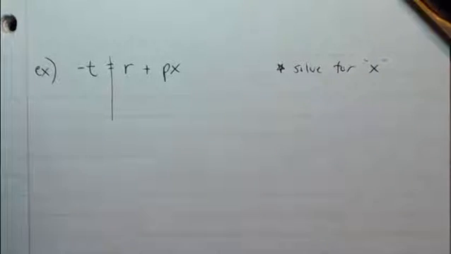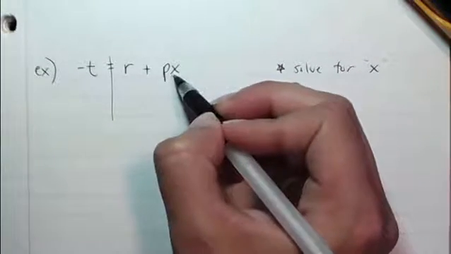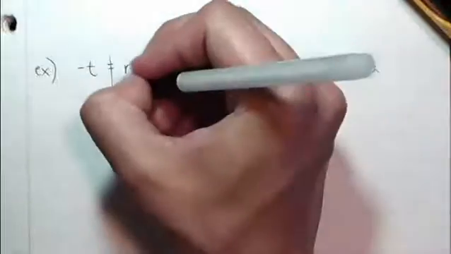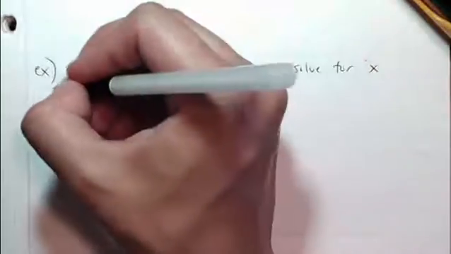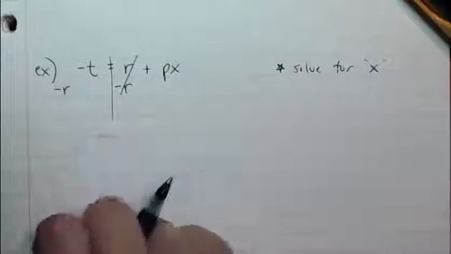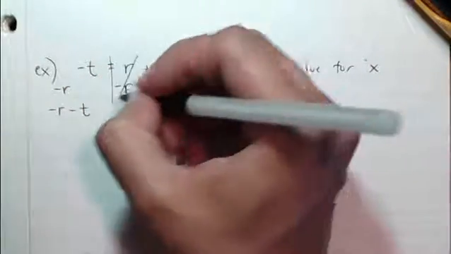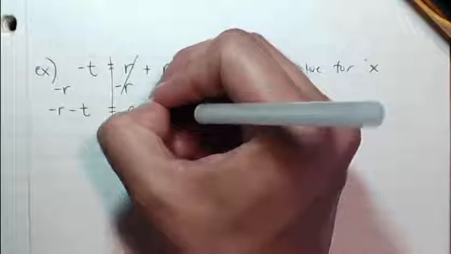Okay, so if I want to get x by itself, we're going to get rid of the variable that's not attached to the x. So let's get rid of this r. So your first step should have been to subtract the r on the right and subtract the r on the left. Now notice we're not putting them right underneath each other because they're not like terms. So now I have negative r minus t is equal to px.